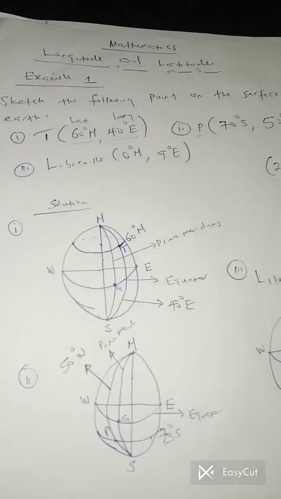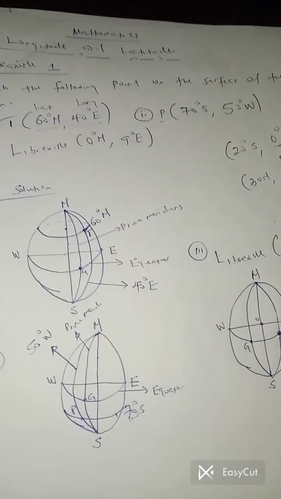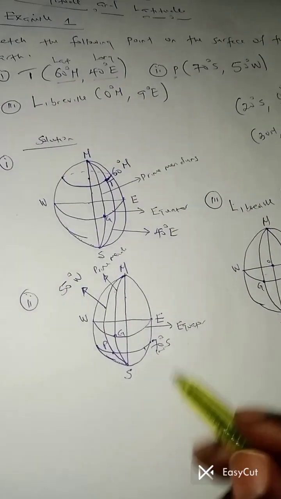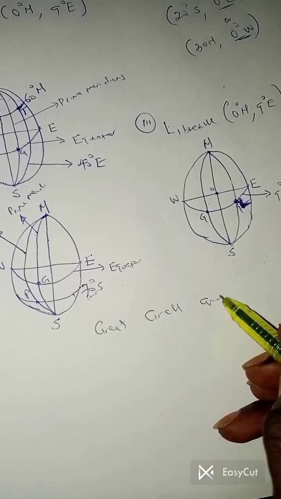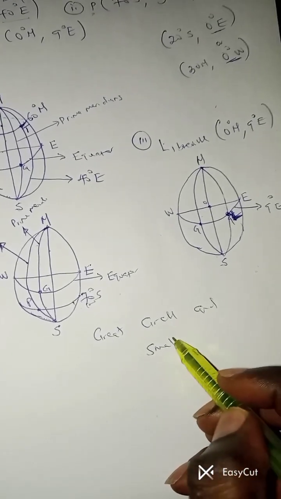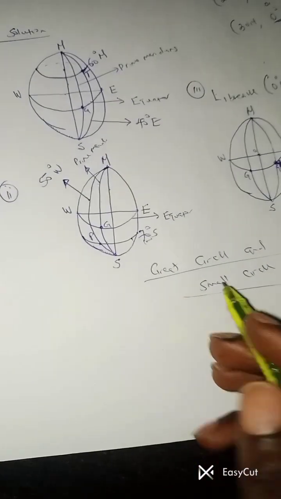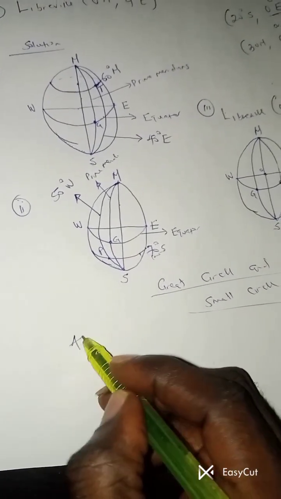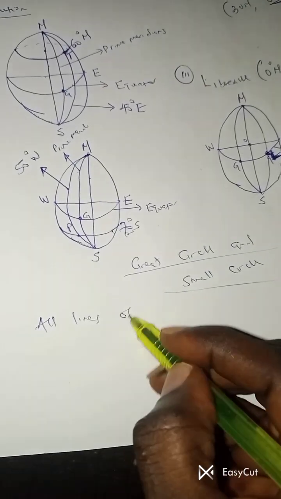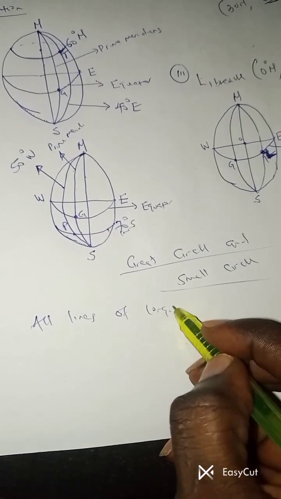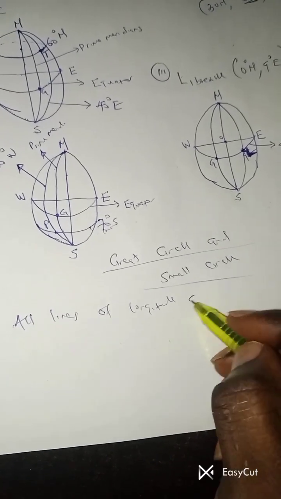So in our next chapter we shall deal with distance between 2 points. But before going there, we have what we call a great circle and a small circle. Now always remember that all lines of longitude are great circles.